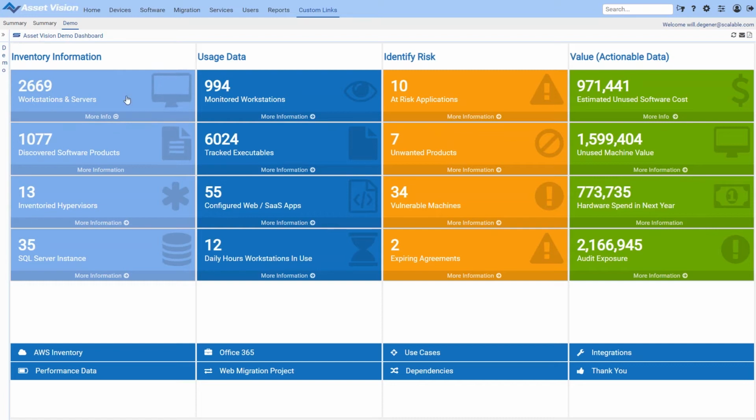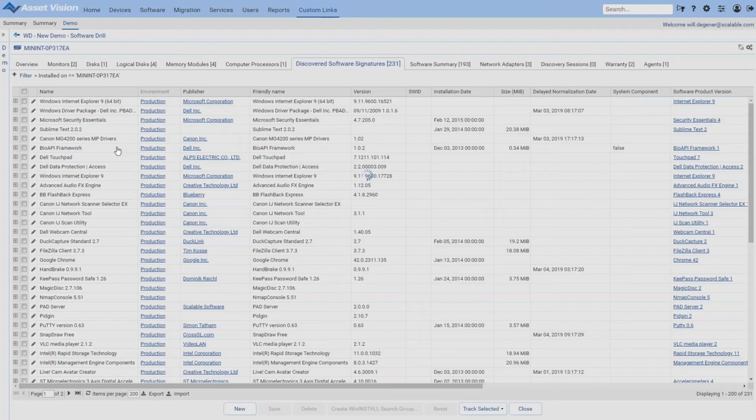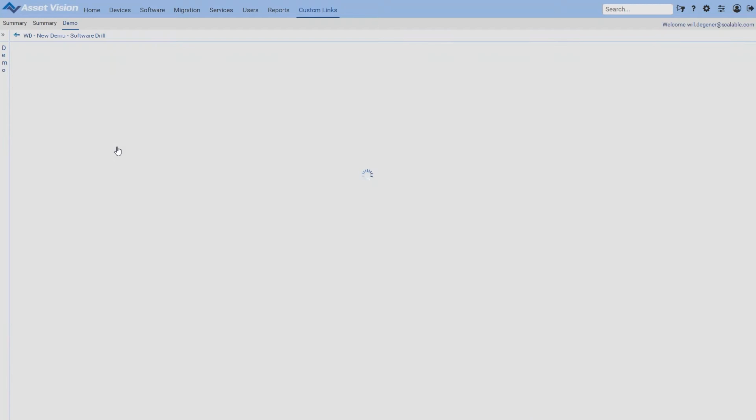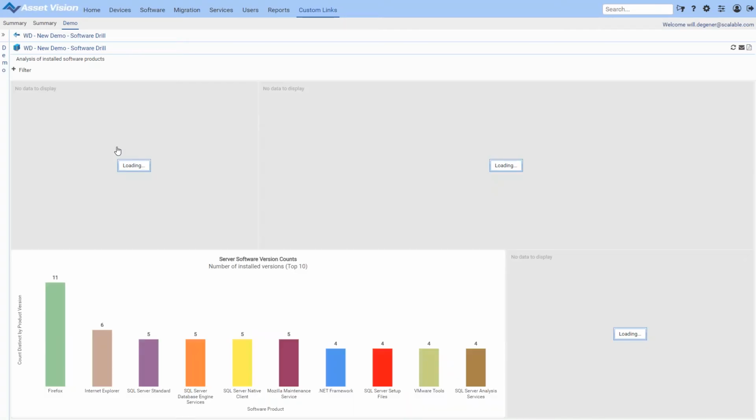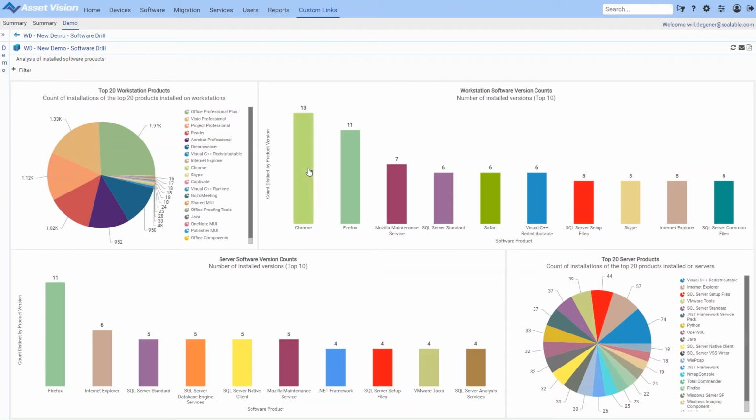So of course, if I take this low-level information and say, regardless of machines, what software have I got? I can do that same thing. I can look at it from a holistic level, and I don't need to look at that low-level information. I can do exactly as I suggested before. How many versions of Chrome have I got? And Firefox and Safari, SQL Server, Skype. I can look at the top 20 workstation products, so no surprises here: Office Professional Plus, Visio, Project. It is my demo system after all.